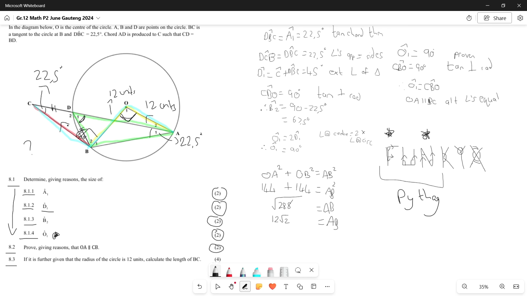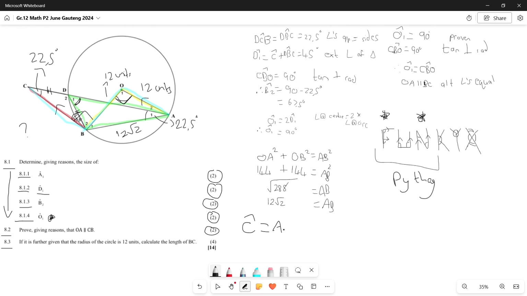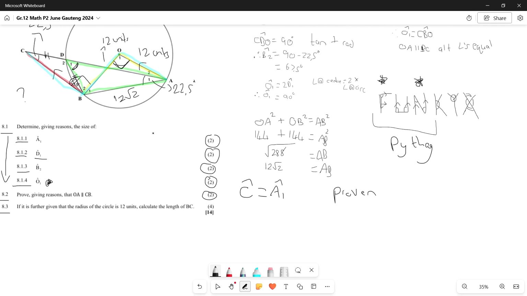Calculating the length of BC then will be easy for us, provided we're seeing that we're working with triangle CBA, and as we know, this angle C equals this angle A1 over here, which means that this line BA will equal this line BC over there. So all we have to do is write C equals A1, proven, because we already proved that earlier, and then therefore BA equals BC, or AB, as we wrote it here earlier, equals CB, because sides opp equal angles.